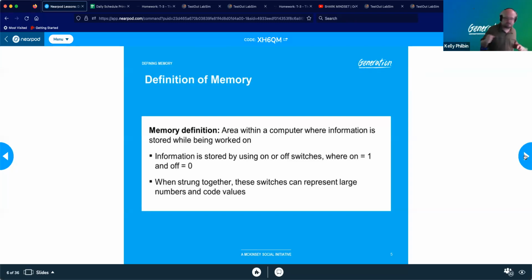It is a base 2 system. All right. How many bits are in a nibble? 4 bits in a nibble. Very good. And when we string all of this stuff together, these switches can essentially represent large numbers, codes, everything that we're seeing on the computer, all the programs we interact with, all the sounds we hear, the images we see, all of that is broken down into ones and zeros. And some of the stuff that we do can require a lot of memory, and some of it doesn't require so much.